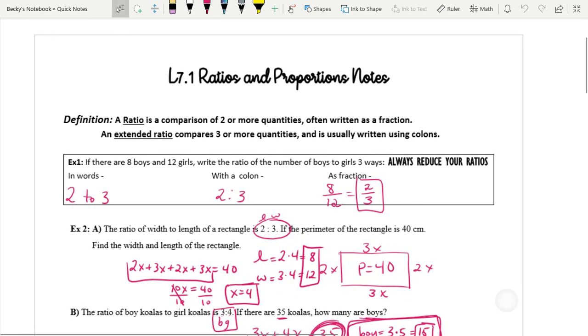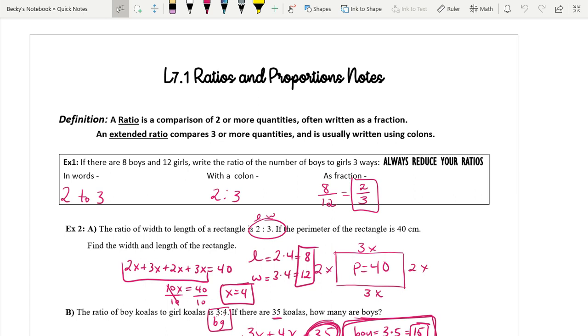All right, let's go over lesson 7.1, ratios and proportions. A ratio is a comparison of two numbers, and usually it's just a fraction. So let's jump into example 1.